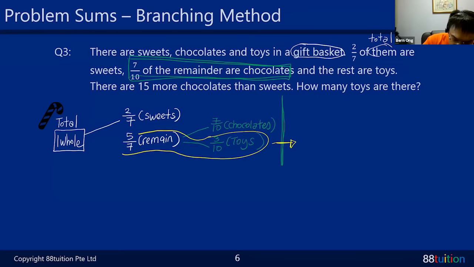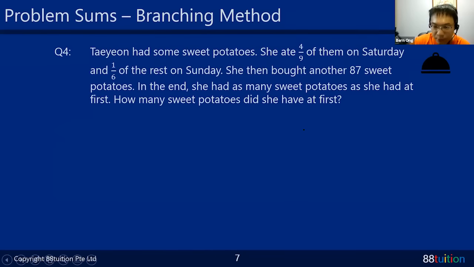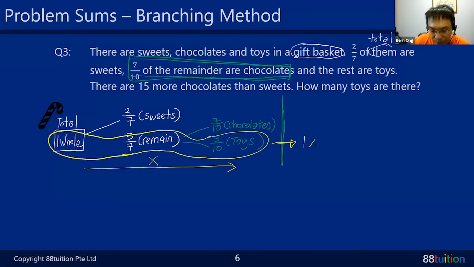So I need a fraction that represents the original amount. So remember, how do I get the fraction? This direction, I need to learn to multiply. That's the keyword. So down here, in terms of my presentation, I can write it as 1 whole times the 5 over 7, which is the remainder, times the toys. The toys is 3 over 10. So if you use your calculator to multiply 1 times 5 over 7 times 3 over 10, you will actually get 3 over 14 units.